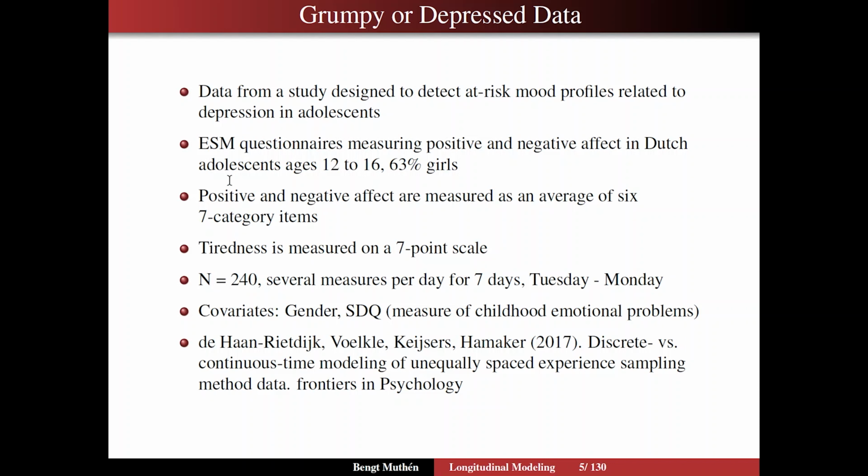The ages are 12 to 16 and 63% are girls. We're going to take a look at positive and negative affect, these common measures in psychology. They're each measured as an average of 6-7 category items. We also have a third variable, tiredness, which is measured on a 7-point scale. Sample size is 240, and there are several measures per day for 7 days in a row, Tuesday through Monday.